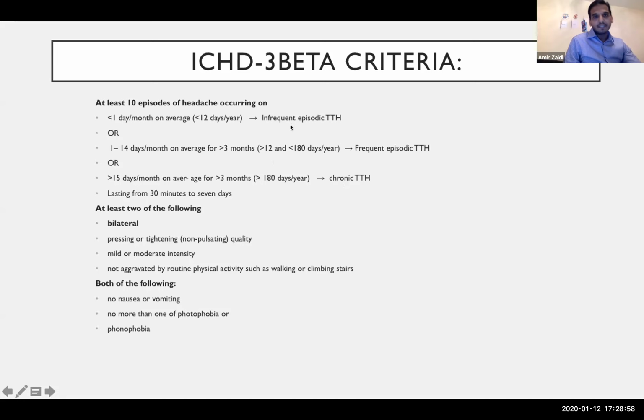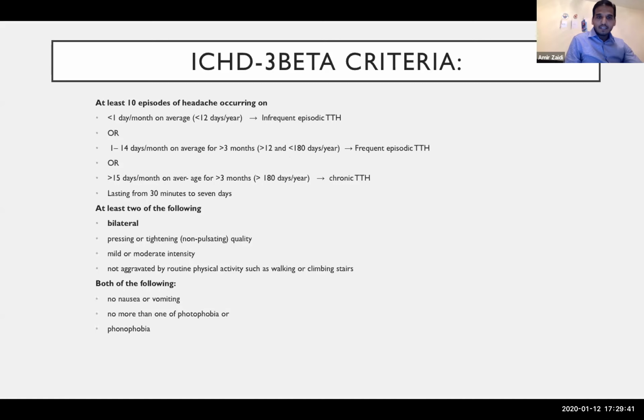If the headache is less than 1 day a month, then these are infrequent episodic headaches. If the headaches are happening between 1 and 14 days a month on average for more than 3 months, but less than 180 days in a year in total, then those are frequent episodic tension type headaches. Chronic tension type headaches usually affect more than 15 days a month, for more than 3 months consecutively, and more than 180 days in a year. So chronic headaches, either tension type or chronic migraines, have to be more than 180 days in a year.